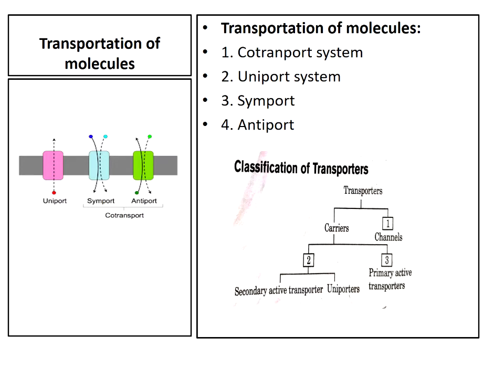And the next one, the last one, is the antiport system. In this system, two molecules move in opposite directions. In this antiport, you may observe that there is an opposite movement of molecules, and these transporters are classified into different types, that is channels, carriers, primary active transporters, and also secondary active transporters.